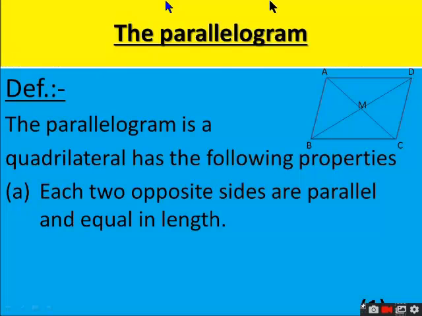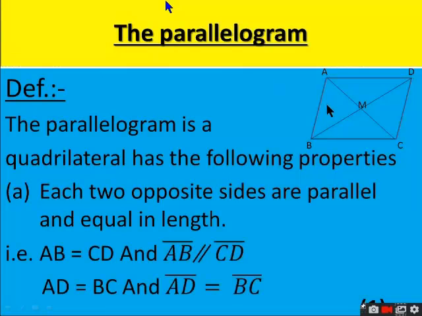The first property is each two opposite sides are equal and parallel. That means the length of AB and the length of DC are equal, because AB and CD are two opposite sides. They are equal in length and also parallel. That means length of AB equals length of CD. Also AB is parallel to CD. In the same way, AD is parallel to BC. This is very important.